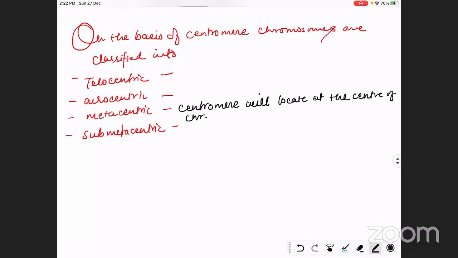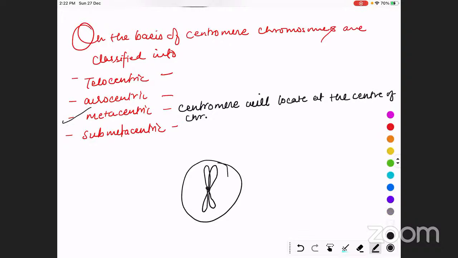Like we have a chromosome. In this situation, you can see the centromere is located at the center of the chromosome. So this type of chromosome is known as the metacentric chromosome. If the location of the centromere shifts near to the center, assume it will shift to here, then it is known as the submetacentric. So the centromere will be present near to the center of the chromosome.